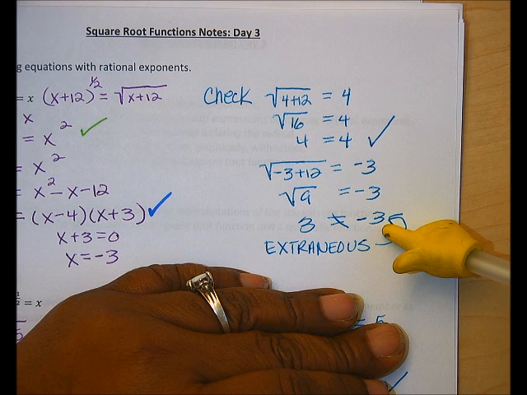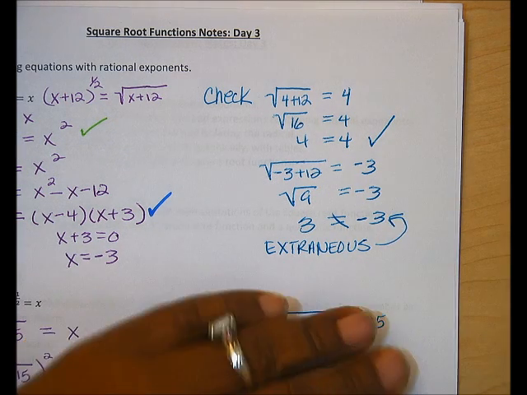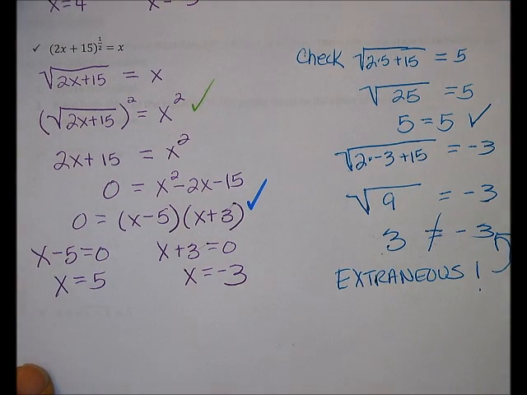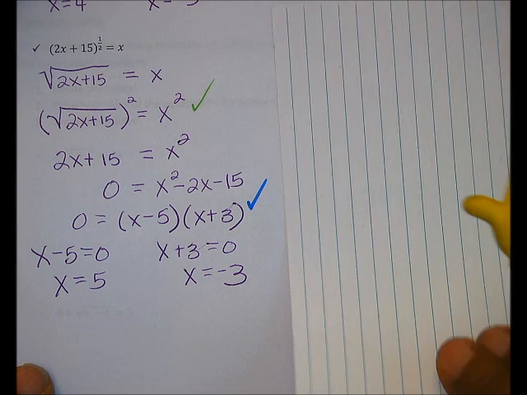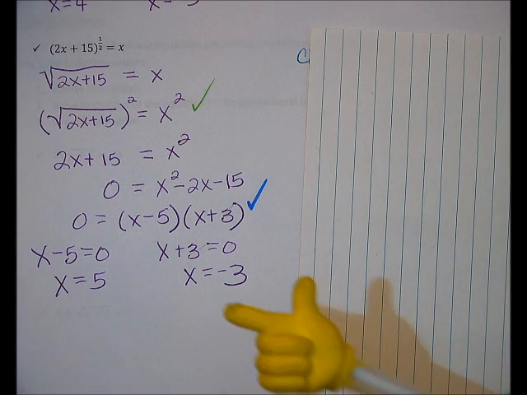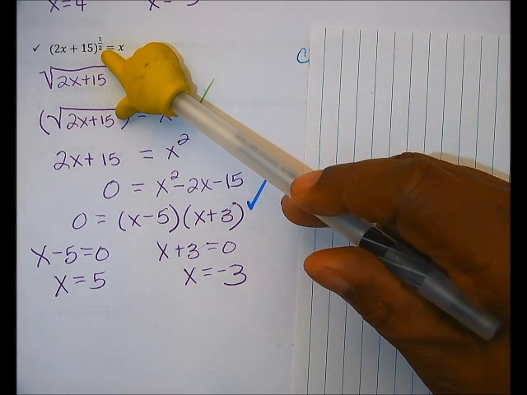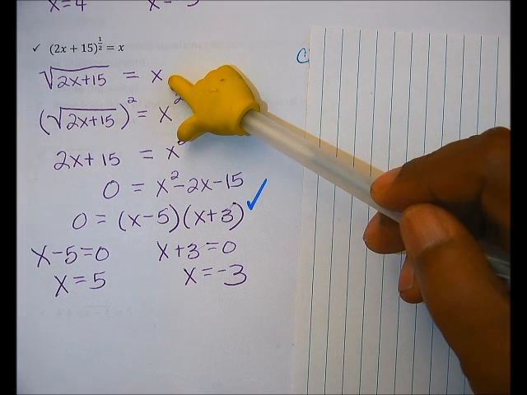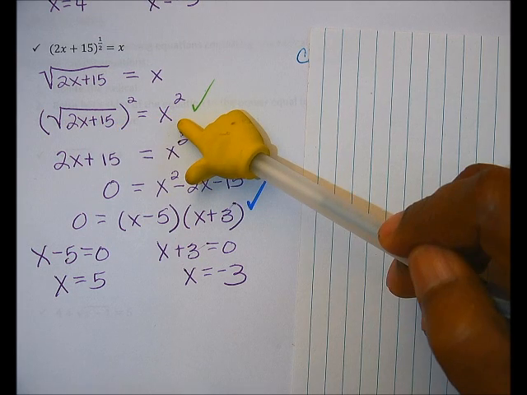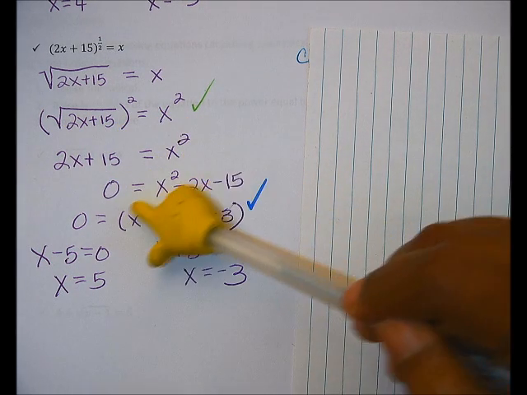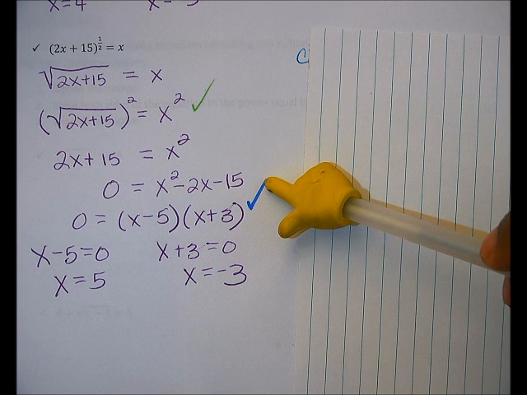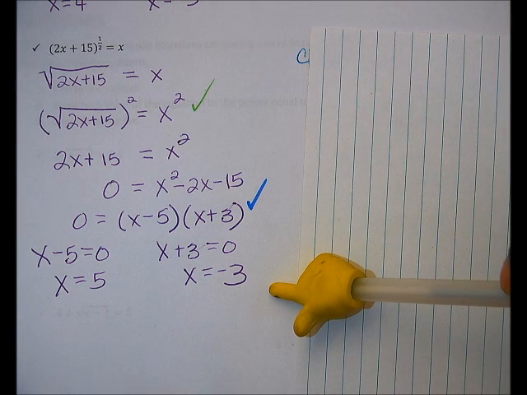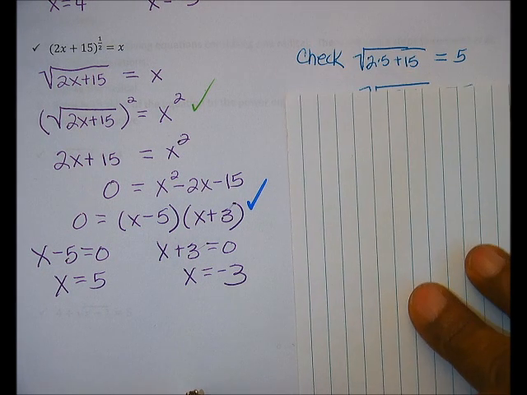Pause now if necessary. Okay, our last example here. We have another one written with a rational exponent. So by now we know that this is equal to the square root of 2x plus 15. So we will square both sides. Simplify. Factor. And solve. Then we're going to check our answer.